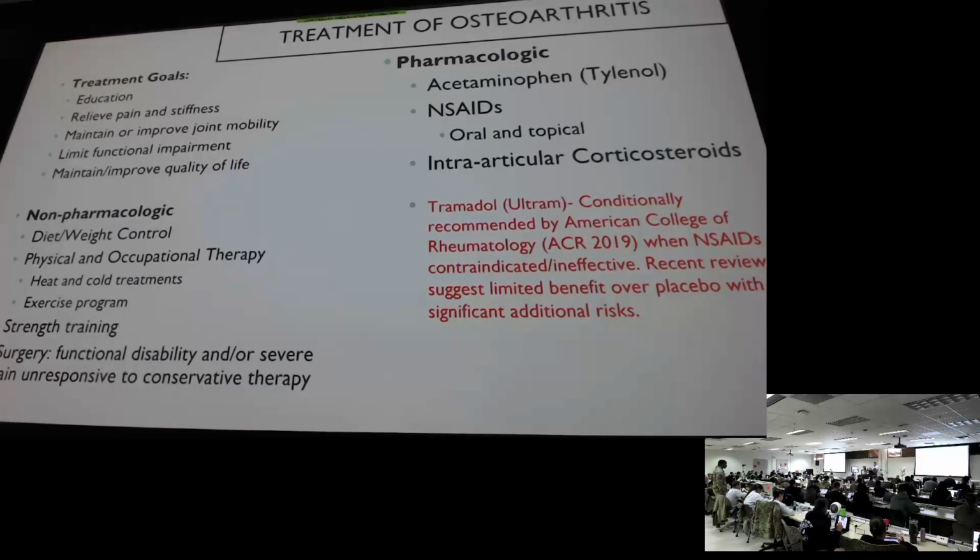And then we'll talk about tramadol, Ultram. So it's conditionally recommended for folks when NSAIDs are contraindicated or they're not working, but however, it comes with lots of risks. So that's why it's in red, and we're going to discuss how some recent studies show it's no better than a placebo. So for OA, right? If it's no better than a placebo and there's a whole bunch of horrible side effects, which we'll talk about, then we have to approach tramadol with caution.